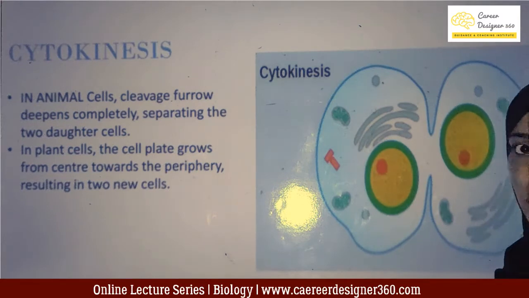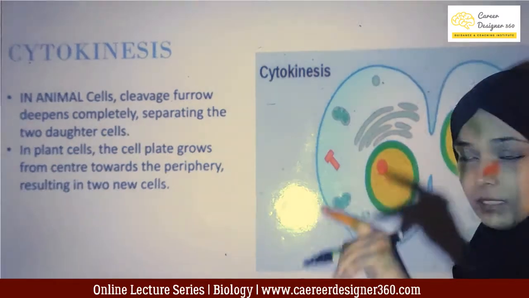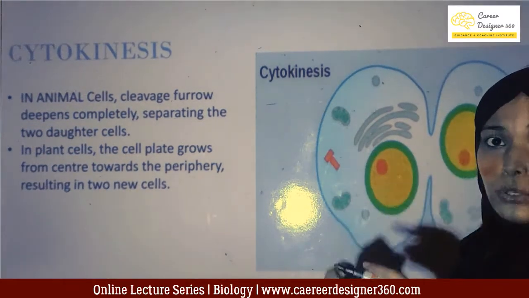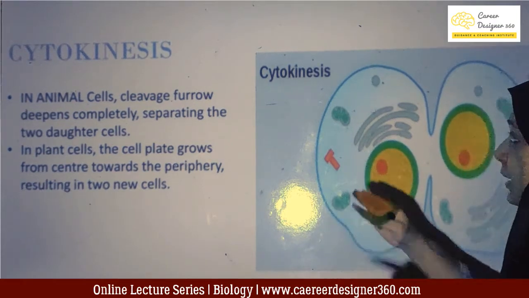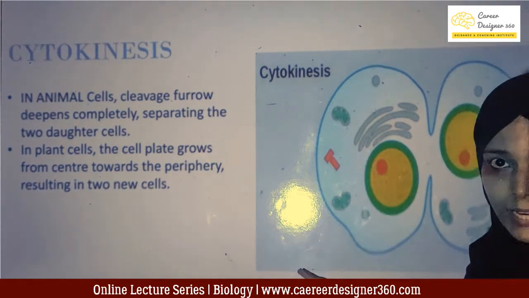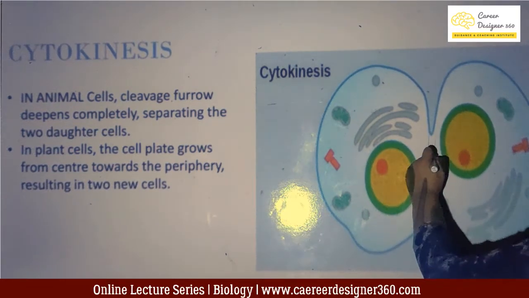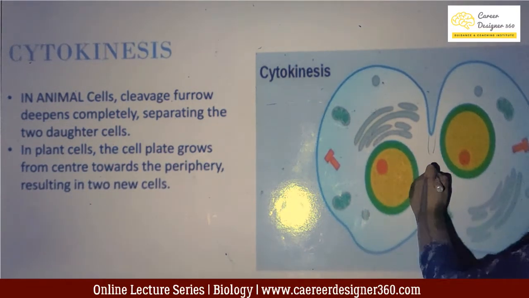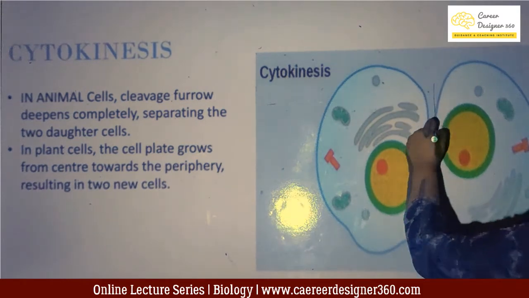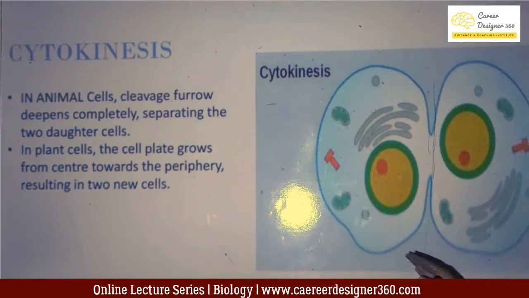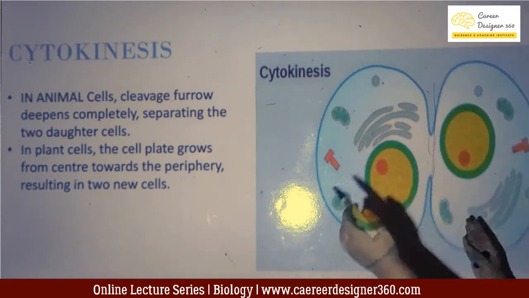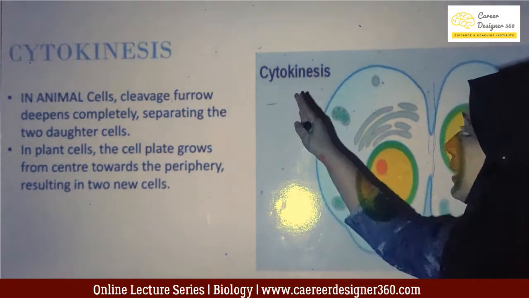In telophase we have seen the cleavage formation was deepening, and by the time the cell reaches cytokinesis, the cleavage deepens completely and the cell divides into two new cells, or two daughter cells. So one cell, another cell. Cytokinesis means division of the cell.